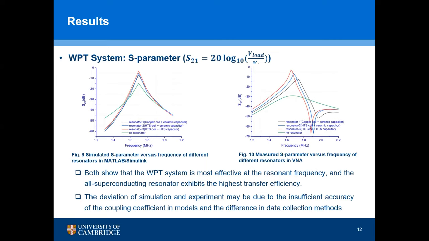The deviation of simulation and experiment may be due to the insufficient accuracy of the coupling coefficient in models and data collection methods. The troughs that appeared in the experiment did not appear in the simulation. The reason is that in the simulation, each frequency is simulated separately and discrete points are connected. However, the experiment was to directly sweep the system with a specific frequency range in the vector network analyzer.